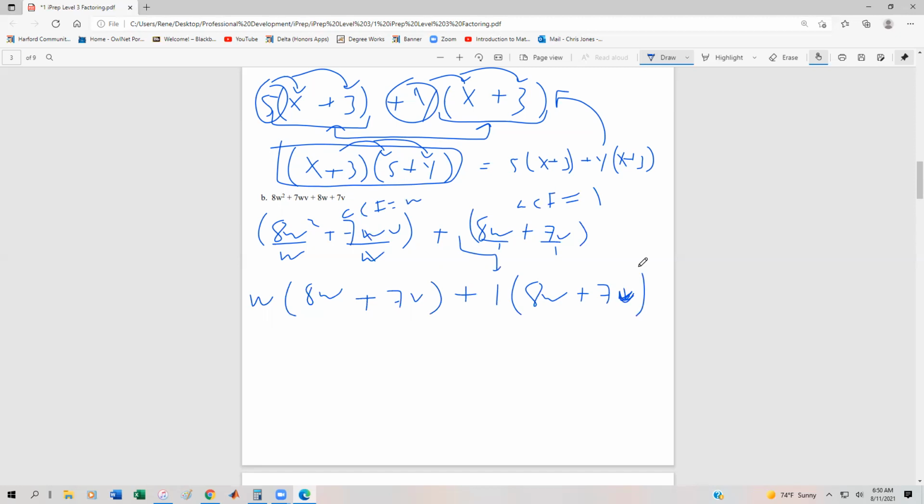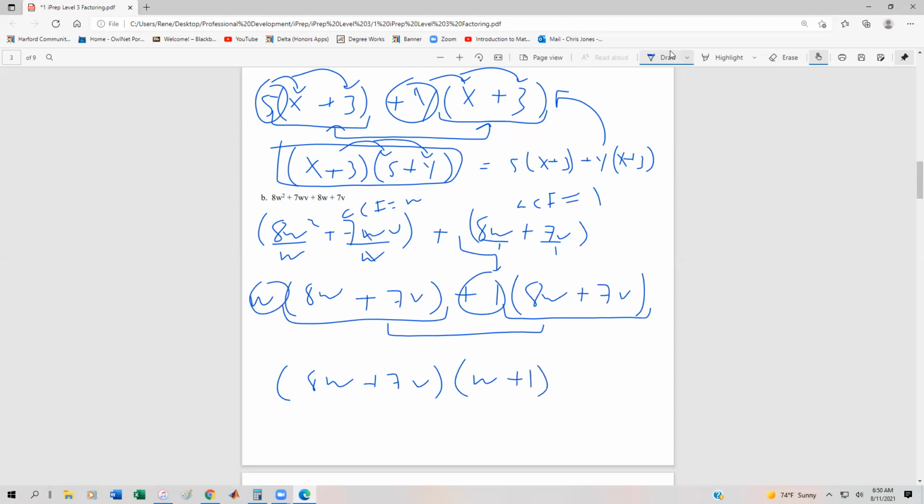Right? And so finally now we can do the exact same thing we did in the previous example, where we're going to go ahead and factor the common binomial of 8w plus 7v. Okay, so that's a GCF. So in one set of parentheses, we're going to put 8w plus 7v. In the other set of parentheses, we're going to have w plus 1.